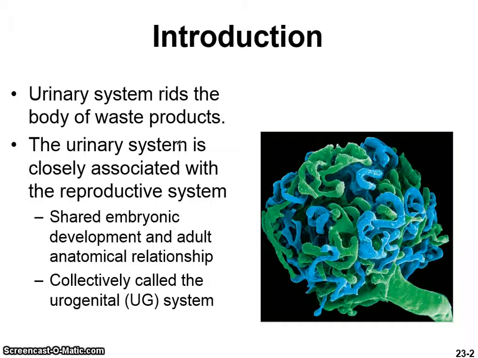The urinary system is closely associated with the reproductive system. It has a shared embryonic development and adult anatomical relationship, so it starts out the same, and in functional unit, it remains close to each other. They're collectively called the urogenital system.